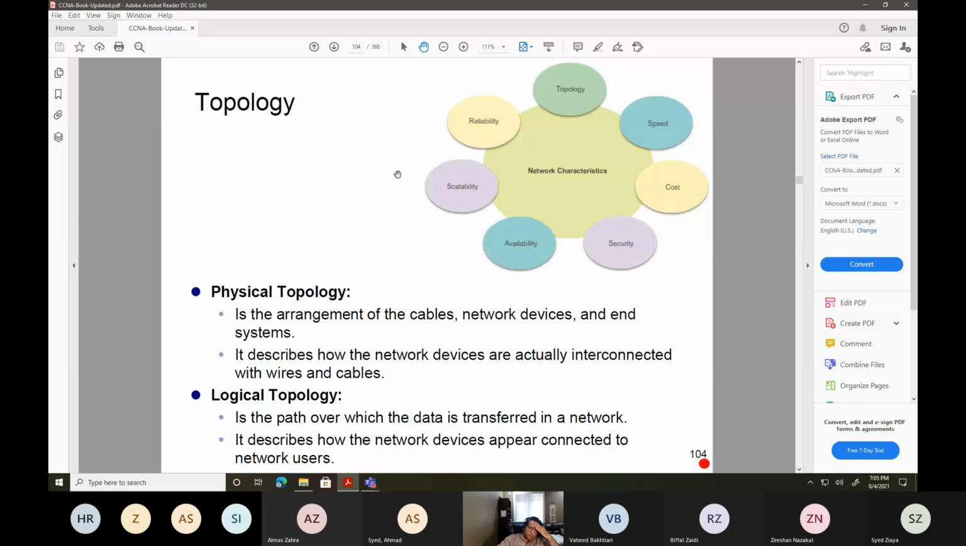And I'm going to start with topology, right? So the network basically consists of different things like topology, how your network connectivity is going to happen, how much speed you and the customer need, what the cost is, what the security features are, what the availability is. Availability is basically for how long your network is going to be up, what the downtime would be. Scalability is basically growth, right?